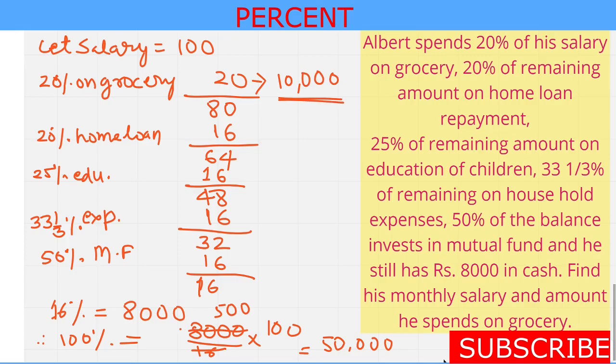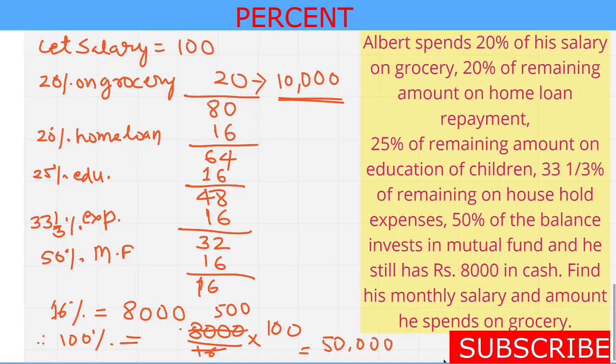So this way we have solved this question. His salary is 50,000 and 20% of his salary he spends on grocery, that is 10,000. We have to solve such type of questions in which remaining is there. So we have to calculate the percent on the remaining amount, and we can easily solve such type of questions.